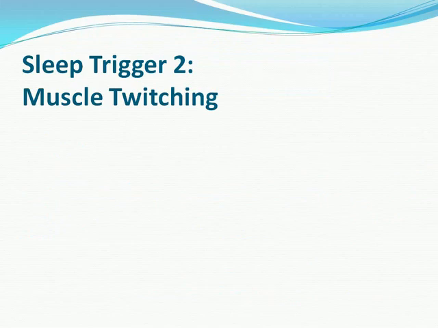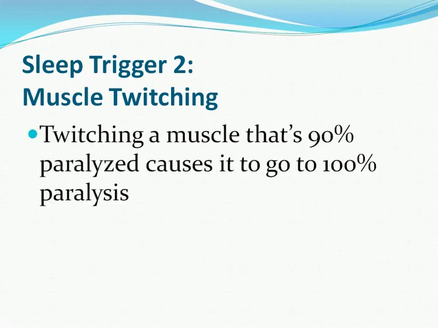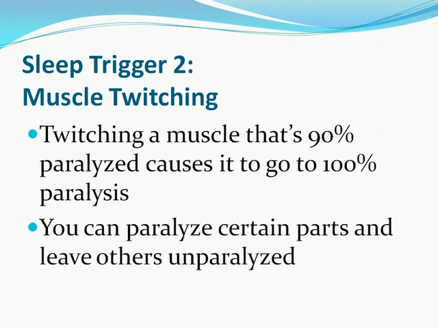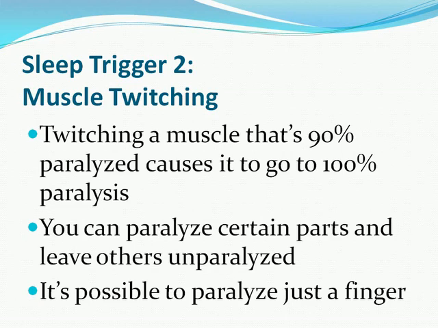The second sleep trigger is muscle twitching, which is actually the first sleep trigger I ever found. I reached partial paralysis, and on a whim, I decided to try twitching my right forearm to see what happened. To my surprise, my entire arm paralyzed. I then twitched my right calf, and my right leg paralyzed. I gradually paralyzed my entire body that way and completed the separation. In other words, muscle twitching only paralyzes the surrounding muscles. I've actually found that I could paralyze just a single finger by twitching it when in partial paralysis.